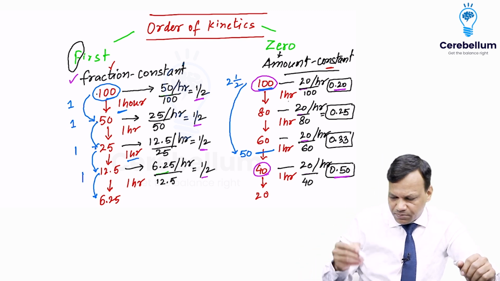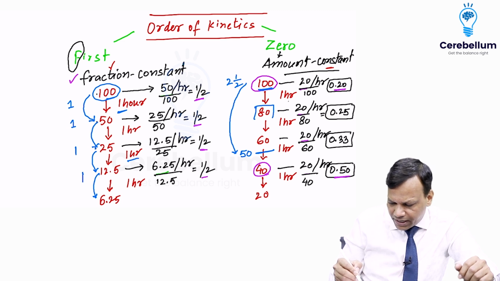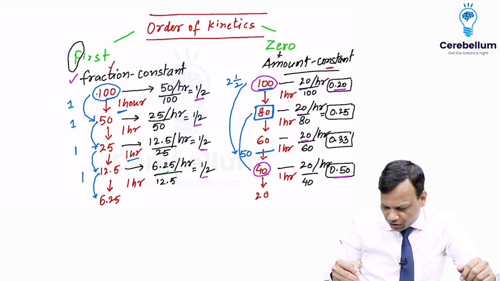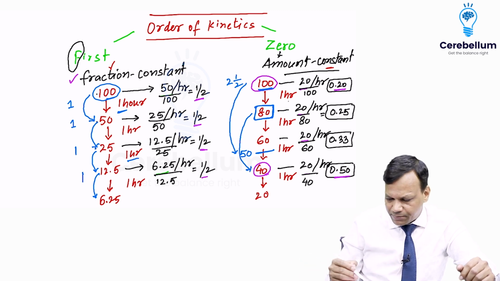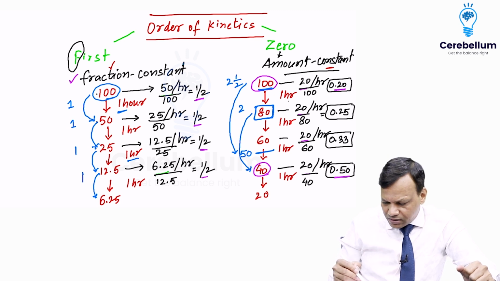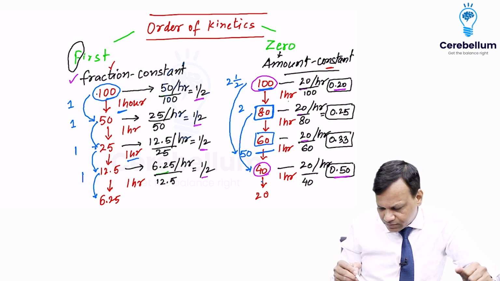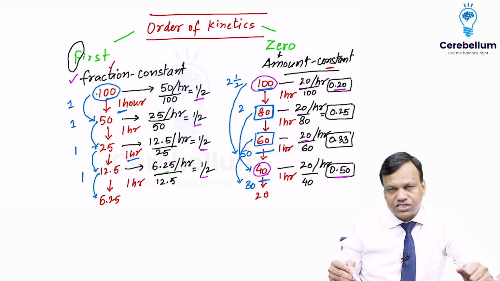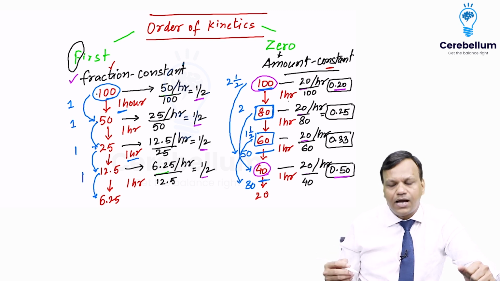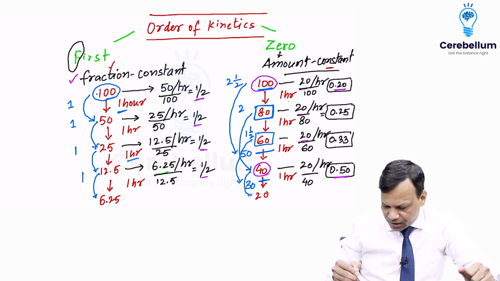Okay. Similarly, half of 80 is 40. So the time taken from 80 to 40 is the half-life. And how much time is taken? 80 to 60, 1 hour. 60 to 40, 2 hours. Wait, so 80 to 40 is 2 hours. Okay. Then from 60, half is 30. So half-life from 60 to 30 will be 1 hour from 60 to 40, plus half from 40 to 30. So it will be 1.5 hours. And lastly, 40 to 20 takes only 1 hour.